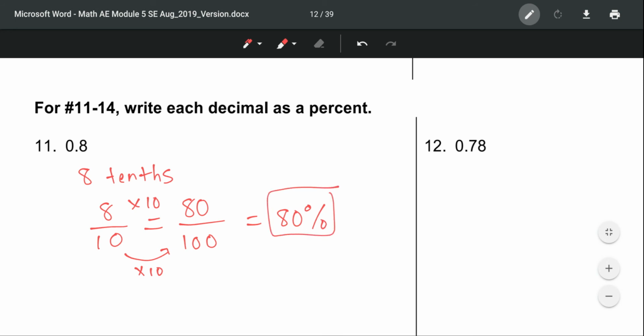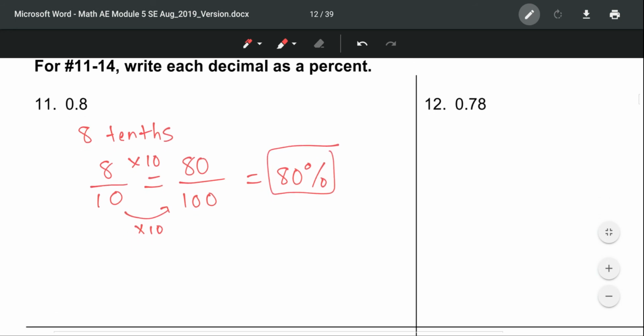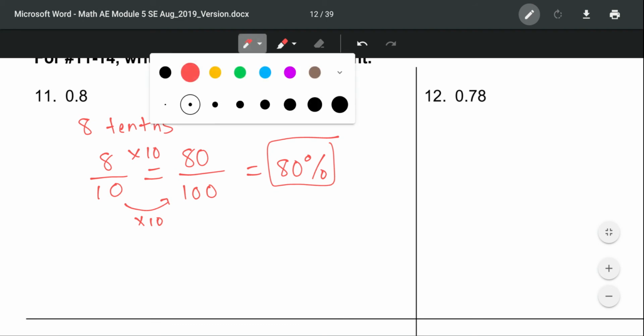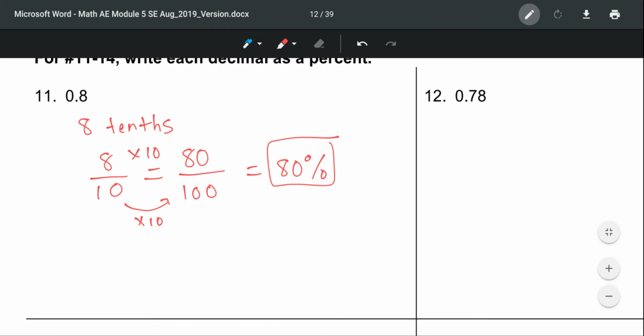So this method would be making equivalent fractions. However, you can also take the shortcut, and if you have 0.8, you want to convert it to a percent, you move the decimal 2 places to the right. So when you move the decimal 2 places to the right, you'd have 80%. You have to add 0 as a placeholder, so you get 80%.